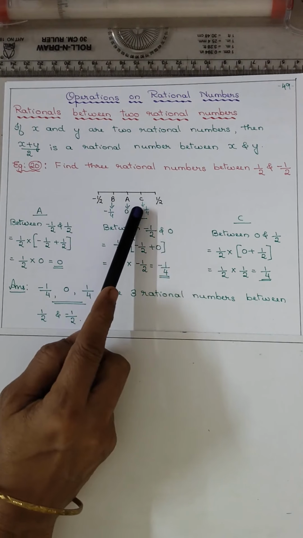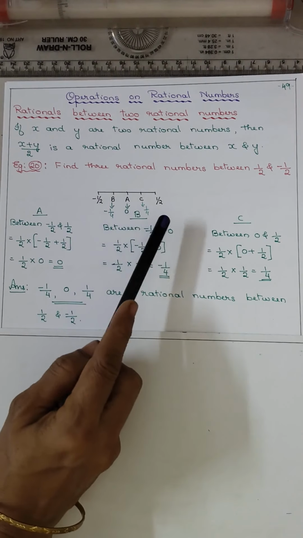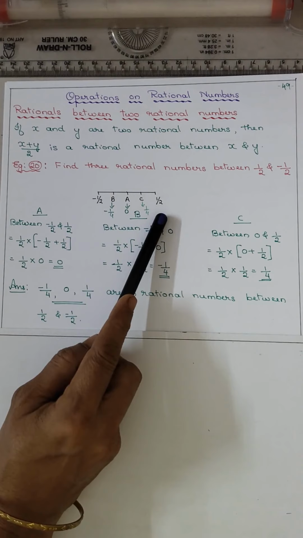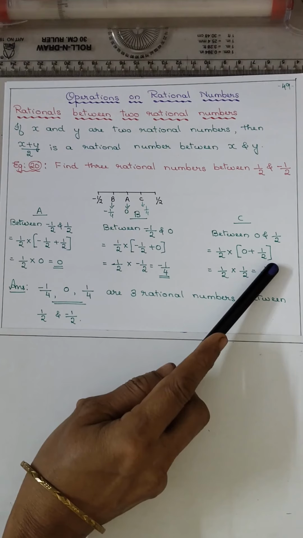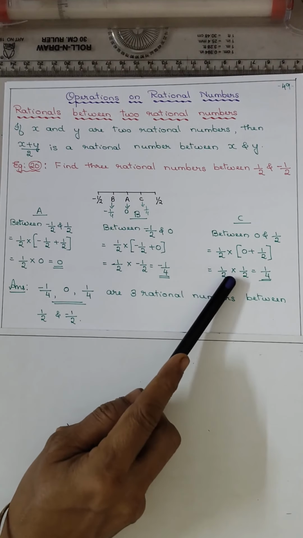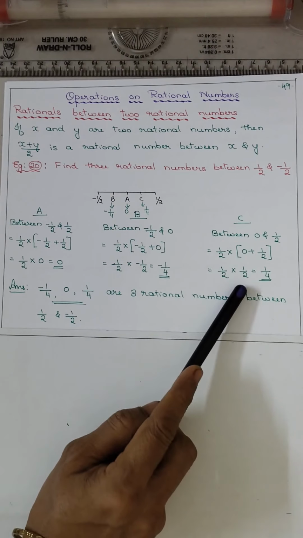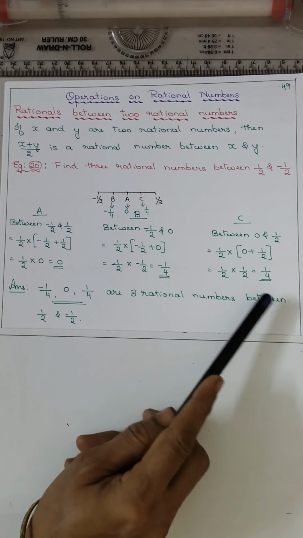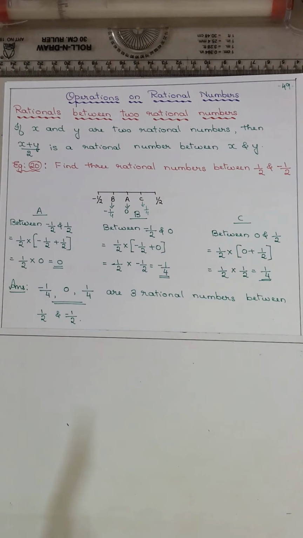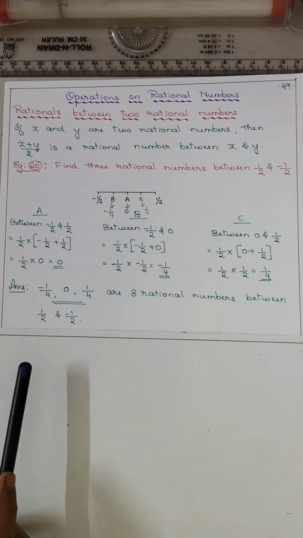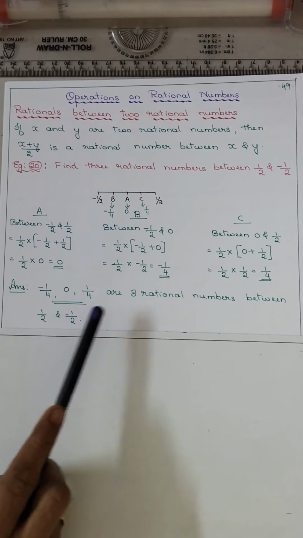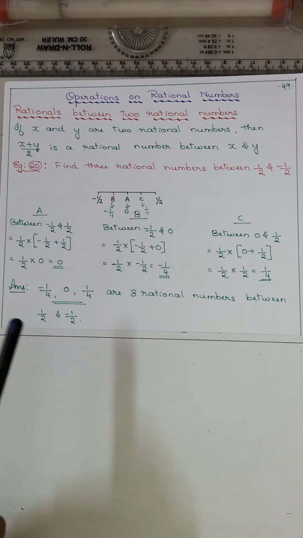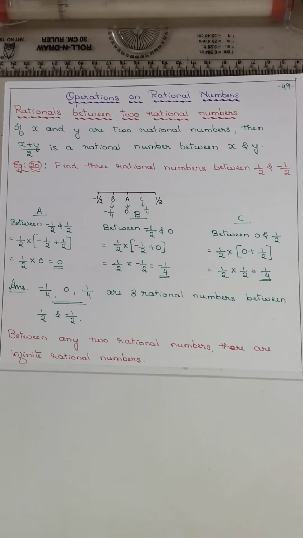Now coming to C, we have to take 0 and 1 by 2. So 1 by 2 into 0 plus 1 by 2. That is 1 by 2 into 0 plus 1 by 2 is 1 by 2. 1 1s are 1, 2 2s are 4. Is it clear? So which are the numbers you get? Minus 1 by 4, 0 and 1 by 4 are the three rational numbers between 1 by 2 and minus 1 by 2. Is it okay?